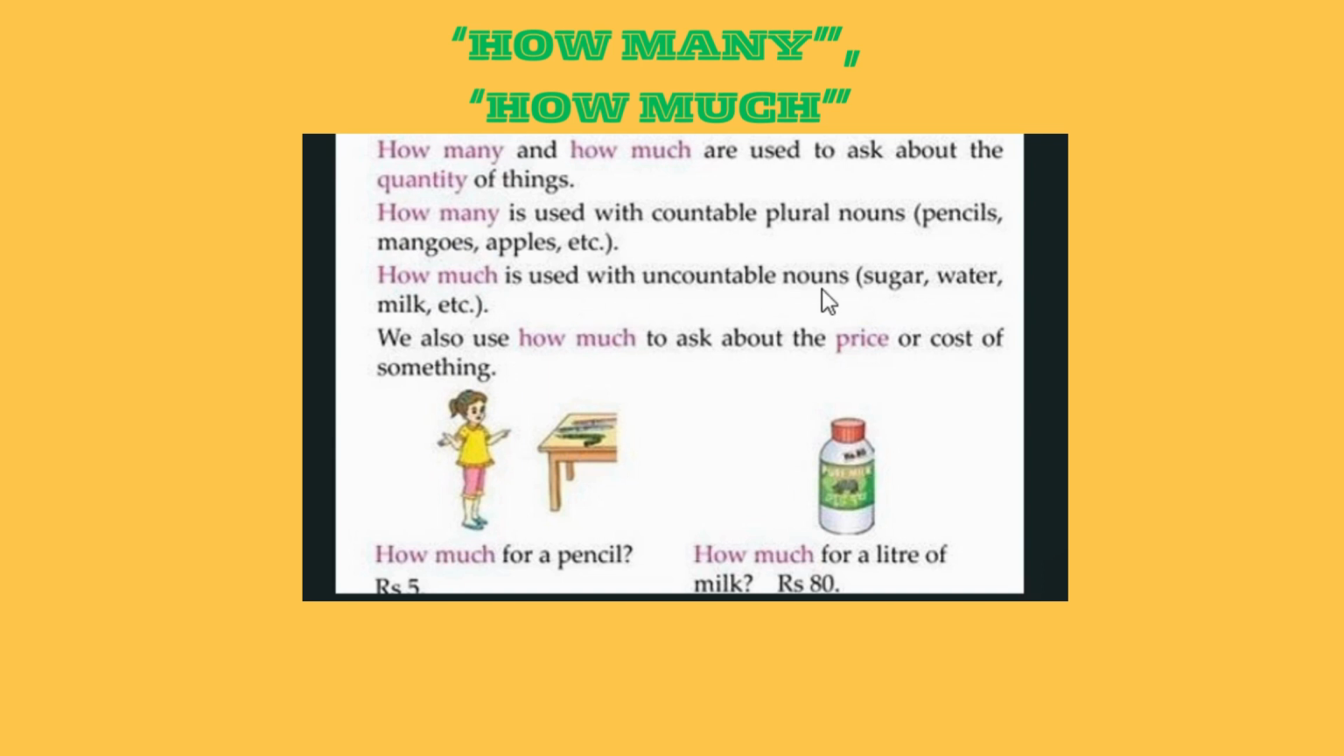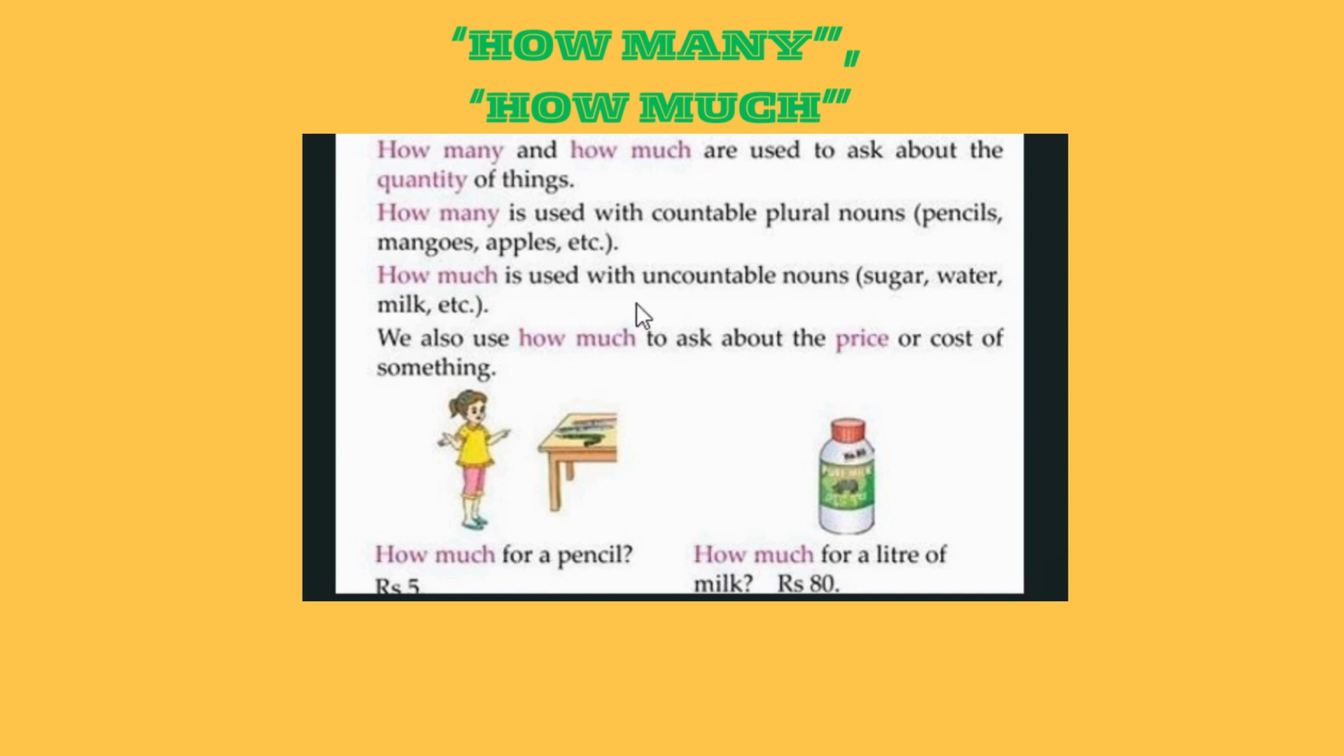How much is used with uncountable nouns, like sugar, water, milk, etc. We cannot count sugar, water, milk. We can't count how much water there is, whereas pencils and mangoes we can count: 1, 2, 3. They are countable plural nouns, more than one. That is where we use how many.